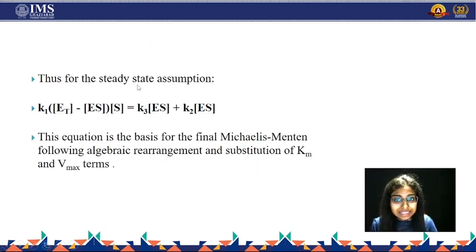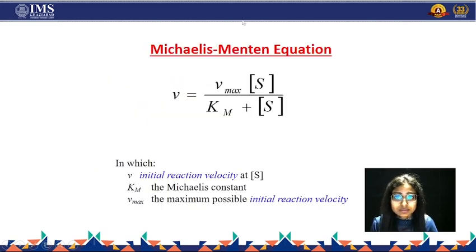Thus, for the steady state assumption, as I have told, the rate of ES formation and the rate of ES breakdown are always equal. This equation shows that the rate of ES formation is equal to the rate of backward reaction. This equation is the basis for the final Michaelis-Menten equation, following algebraic rearrangement and substitution of Km and Vmax terms. Thus, this is the final Michaelis-Menten equation according to enzyme kinetics.